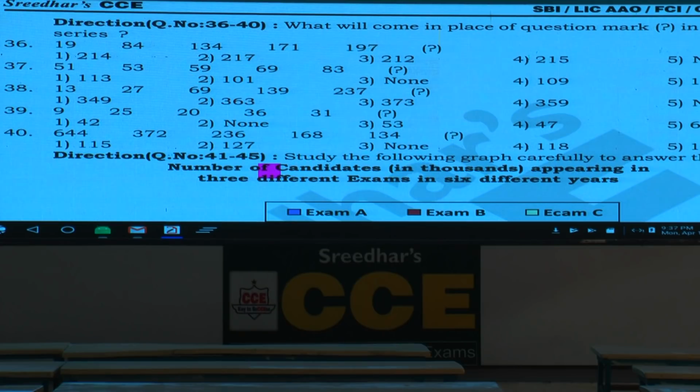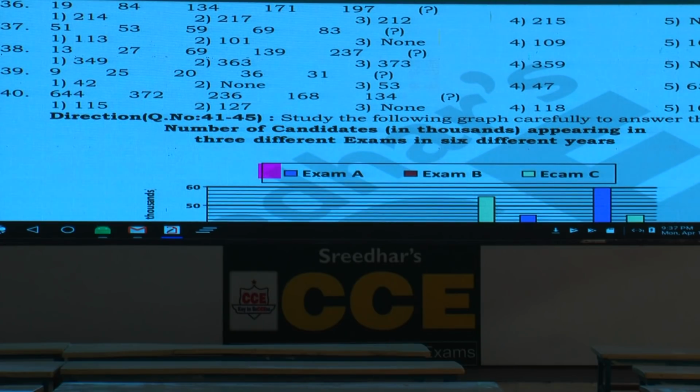Then question number 38. Now in this question number 38, 13 and 27. Is there any difference between these two? 13, 27? Tell me how to express this one. 13 plus how much? 14 is 27. And 27 and 69, tell me what is the difference here? 27 and 69, the difference between these two is 42, isn't it? And what is the next difference here? 6 plus 7, 13. And the difference is 70. Are you following this one or not?